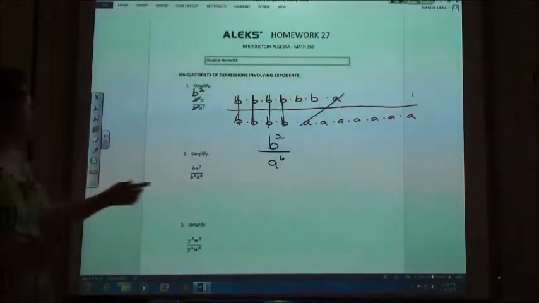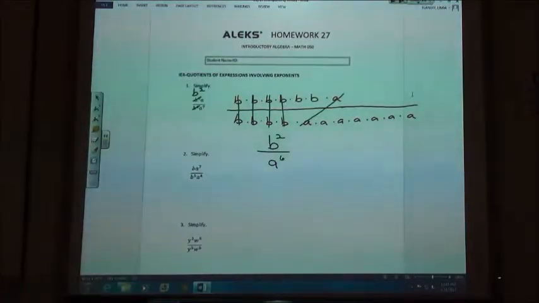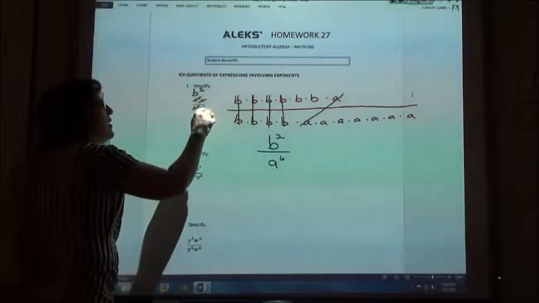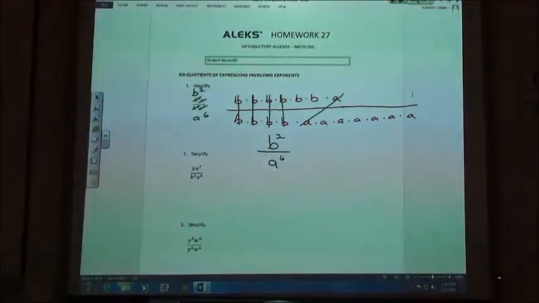With the a's, I've got 1 a on top and 7 on the bottom. I can only take one of them out because it's only going to have 1 in common. So I take the 1 off the top. If I take 1 off the bottom, it leaves me a to the sixth on the bottom. So my rule is that when I divide, I'm subtracting my exponents. I'm taking the small one away from the bigger one, and the variable is going to stay where you had the bigger exponent. So if the bigger number was on top, my variable stays on the top. If it was on the bottom, it'd stay on the bottom.